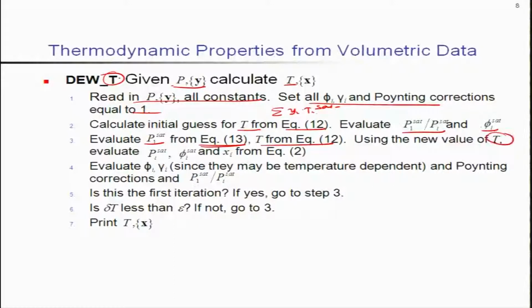Using the new value of T, we evaluate Pi sat, phi i sat, and xi from equation 2. This is again from the basic phi gamma expression. Evaluate phi i, gamma i, the Poynting correction as well as the ratio, and if this is the first iteration, you go back and do that. So, this is a typical way.